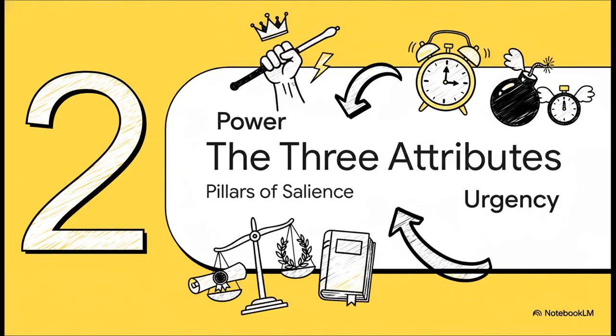And their whole solution is built on just three core ideas. They basically said that a stakeholder's salience, how much they pop out and grab your attention, all depends on whether you, the manager, see them as having power, legitimacy, and urgency. So let's break each of those down.